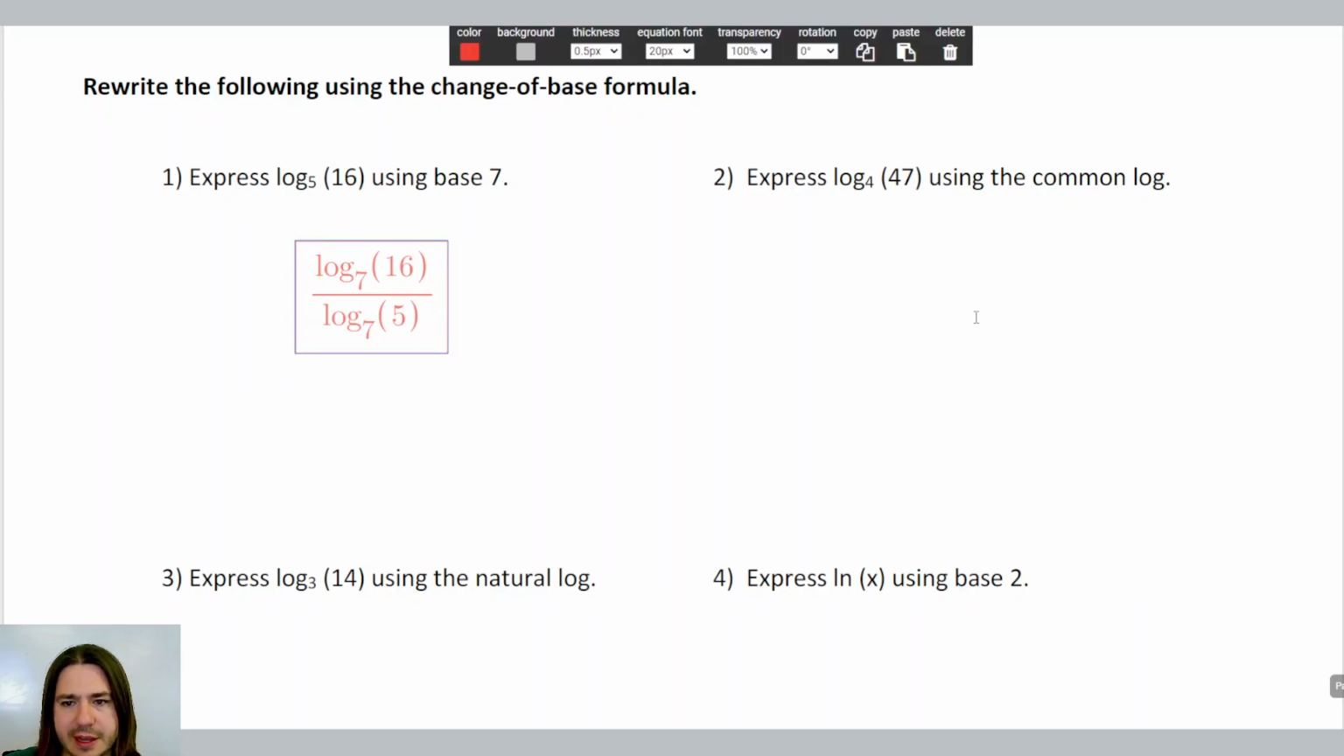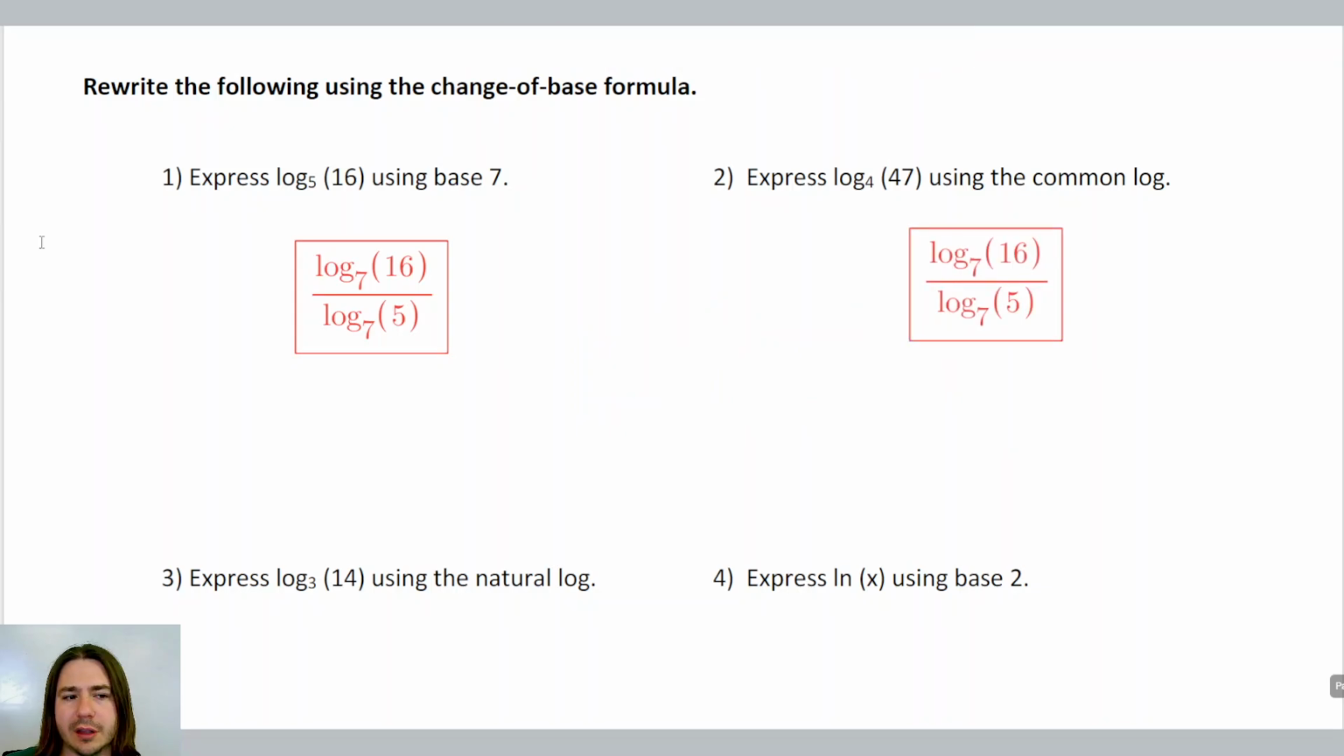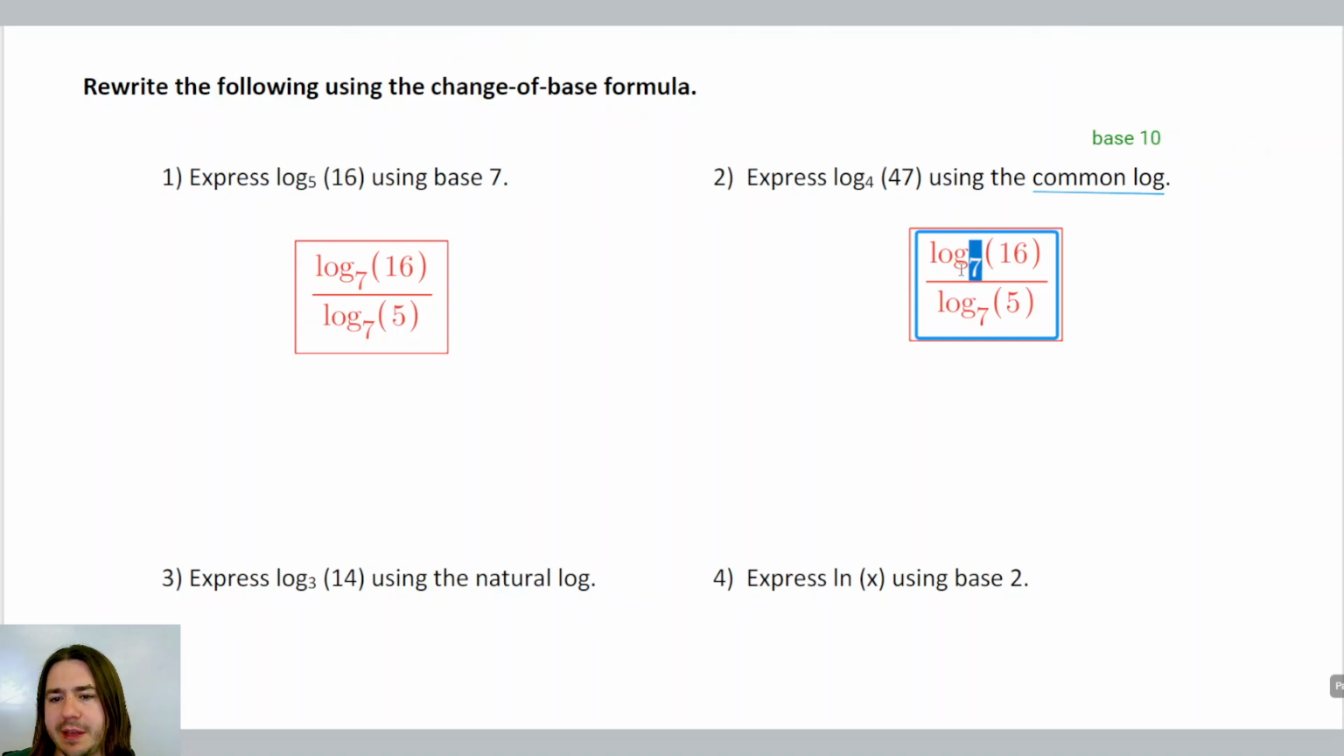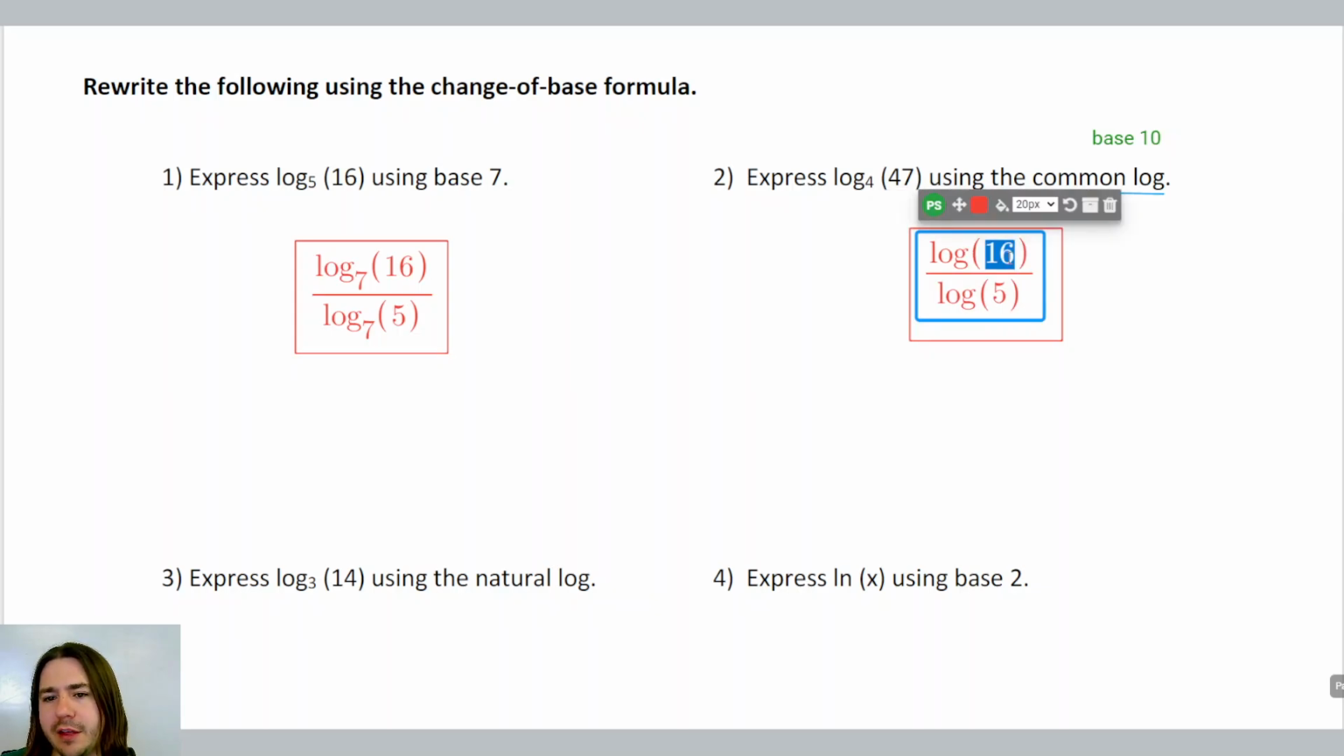So number 2 is asking us to use the common log. So remember that the common log is referring to base 10, okay? And when you write a common log with base 10, you just don't put anything here. So don't put 10 here, you just put nothing, okay? If there's no base written there, then it's just assumed to be 10. So other than that, you're going to put the argument and the base where they go here.